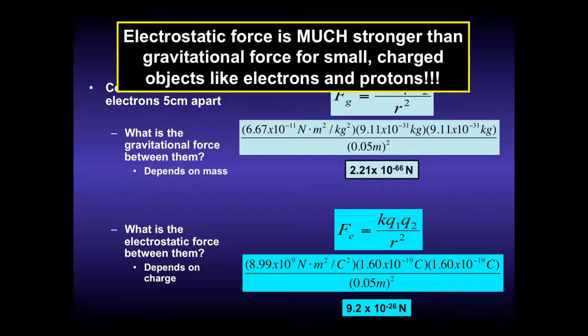Now, if I did protons, my numbers would be exactly the same, except the mass of a proton is different than the mass of an electron. So the electric force would be the exact same. I said this gravitational force would be the same. It'd be different because these masses would be a little different.